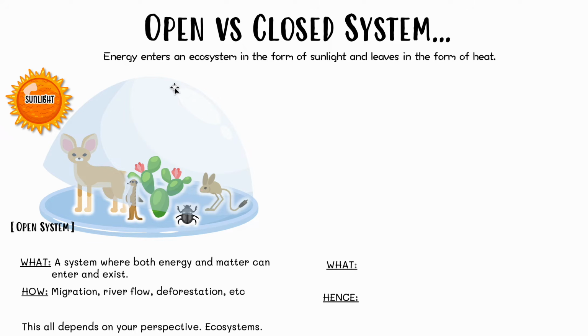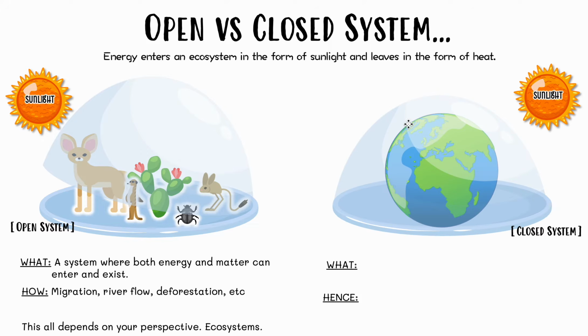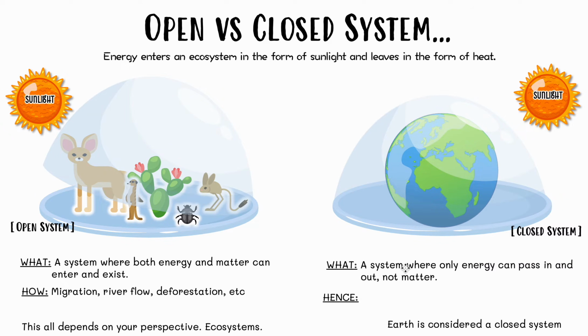So now let's contrast that to a closed system. The only realistic one that we can think of is the Earth. The Earth is considered a closed system because, first of all, what is a closed system? Quickly define it here. It's a system where only energy can pass in and out. So sunlight can come in and heat energy can leave, but not matter. The tree cannot leave the Earth. The monkey cannot leave the Earth, right? They stay there and nothing can enter.